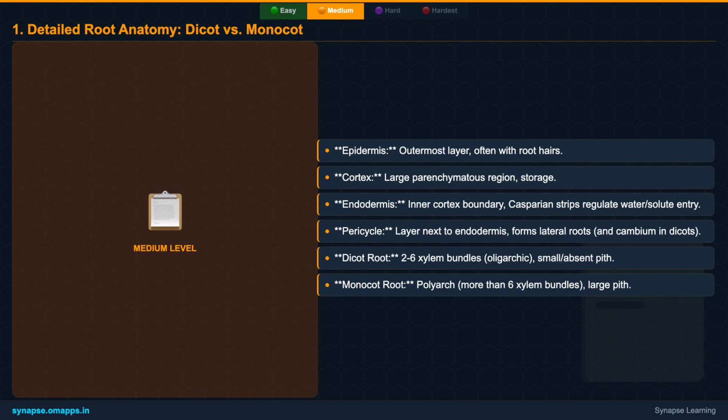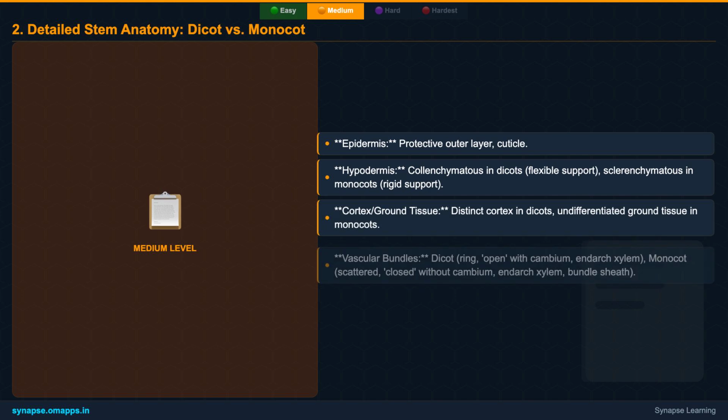The pericycle, located just inside the endodermis, is vital for lateral root formation in both, and also initiates secondary growth in dicots. A key distinction lies in the vascular bundles. Dicot roots typically have fewer xylem bundles and a small or absent pith, while monocot roots are polyarch, meaning they have many xylem bundles surrounding a large, well-developed pith. These differences highlight specialized adaptations for water and nutrient uptake. Now, let's explore the stems.